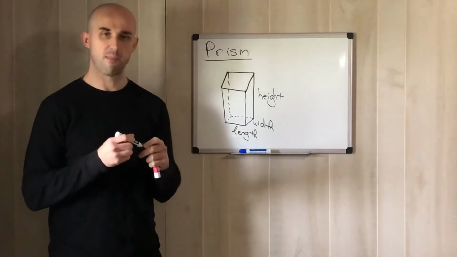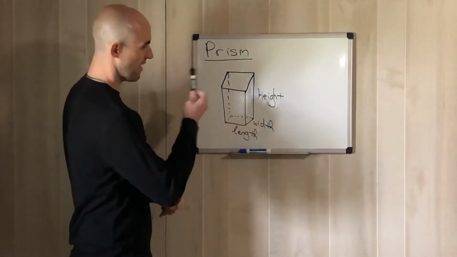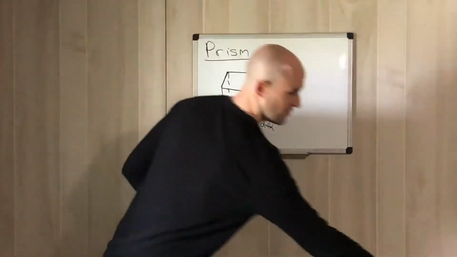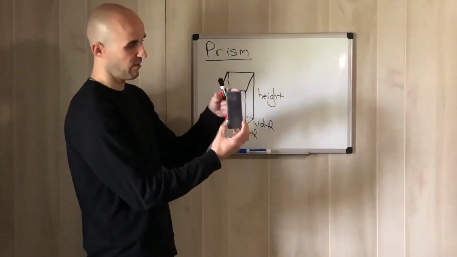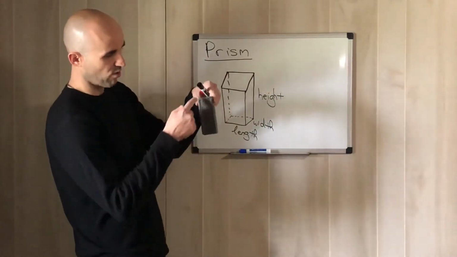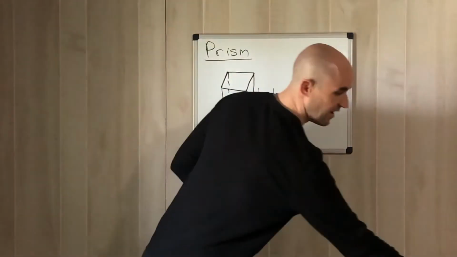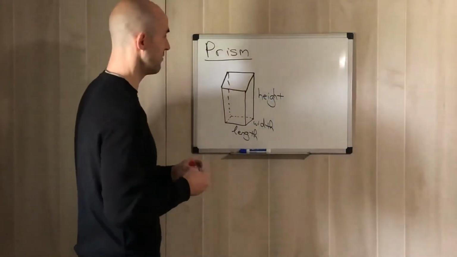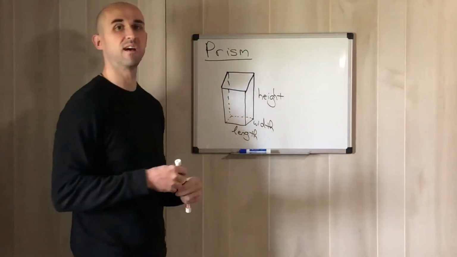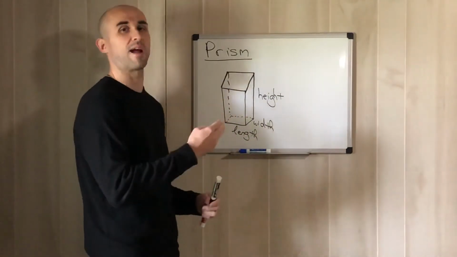The one thing you have to remember about a prism, what makes it a prism, is that going around, for example with this one, all the sides going around are rectangles. A prism is literally a figure that has rectangles going all around. In this case, it would be a rectangular prism because the bases, the top and the bottom, are rectangles.